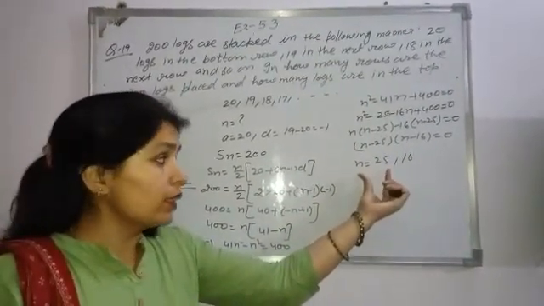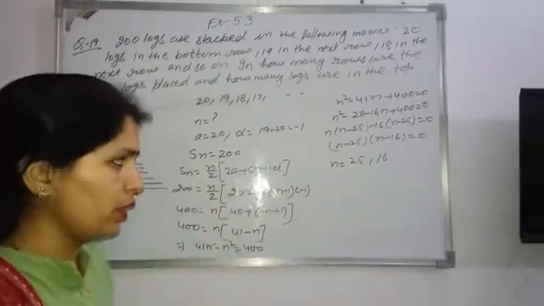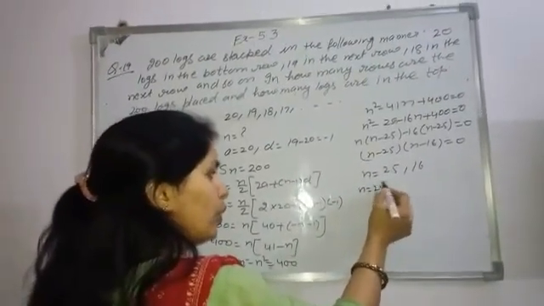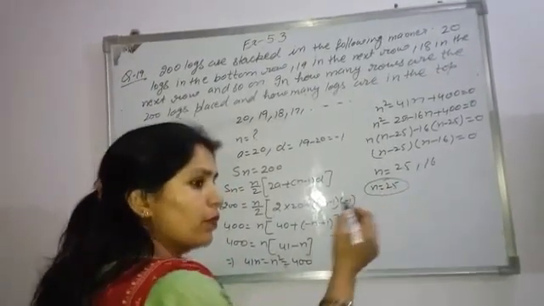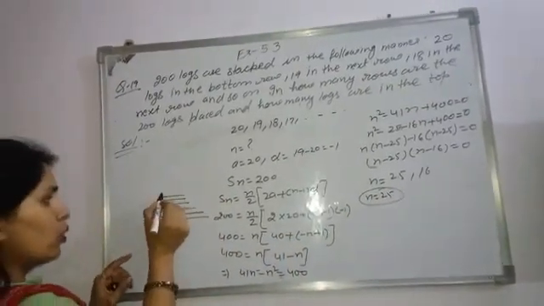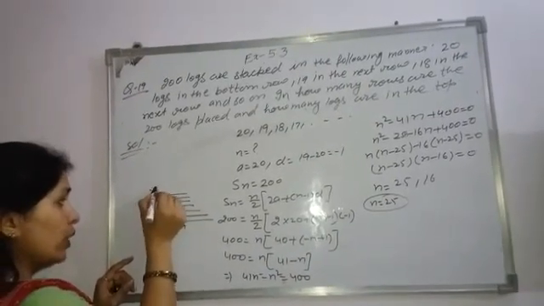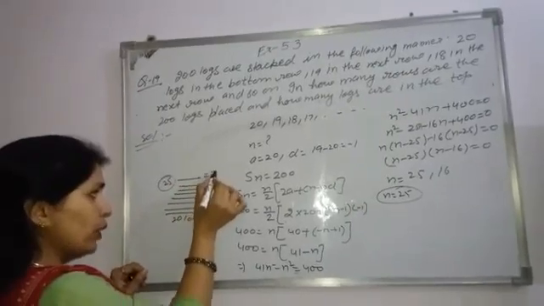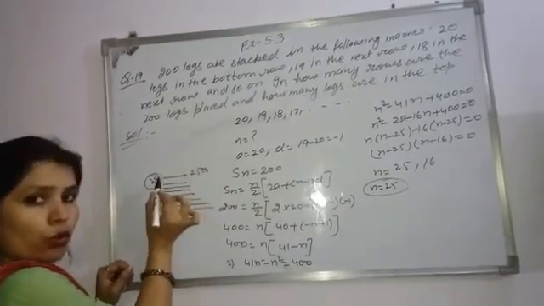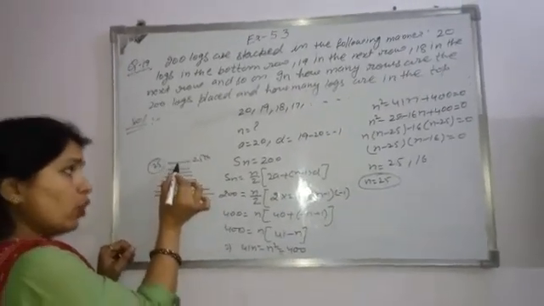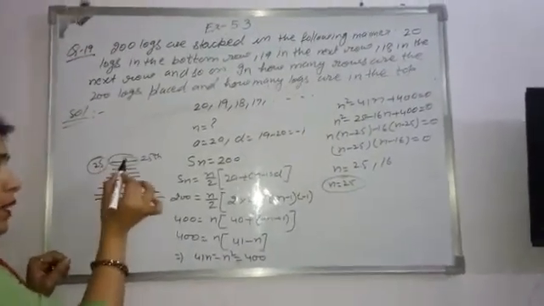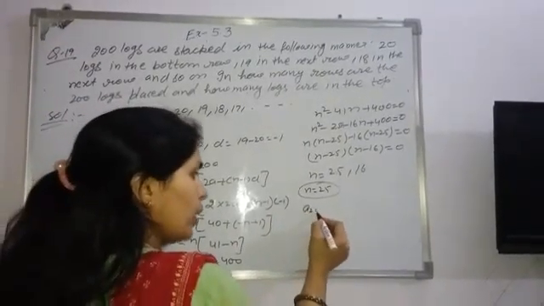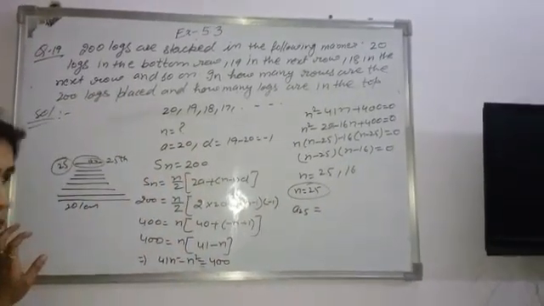Now we want to check whether these values are correct or not. First, n is equal to 25. What is the meaning of this? The total number of rows is 25, so let us suppose this is our 25th row on the top. We want to find out how many logs are in this 25th row, so we need the value of a25.